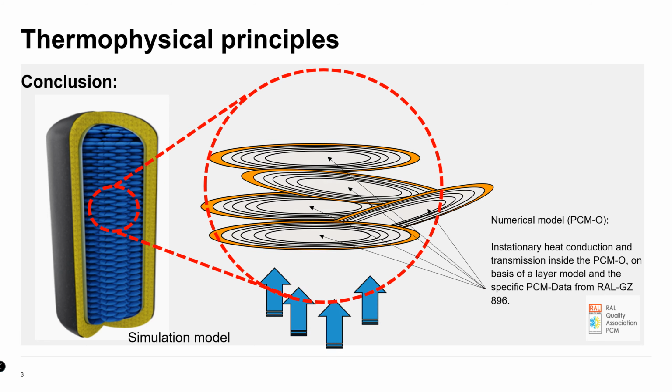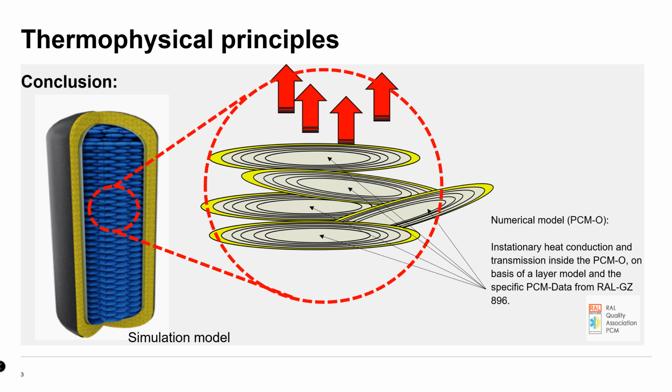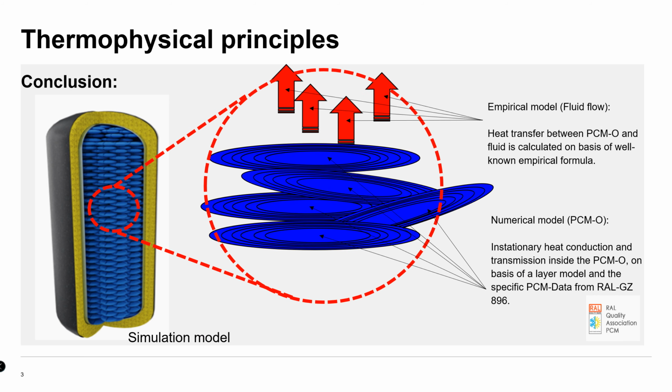After investigating several approaches, the most exact solution consists of an empirical approach for the heat transmission between fluid and PCM object, mainly influenced by a heat transmission coefficient depending on the fluid velocity, and an additional numerical approach to implement a dynamical simulation of the heat conduction between the discrete volumes of the discretized PCM objects.